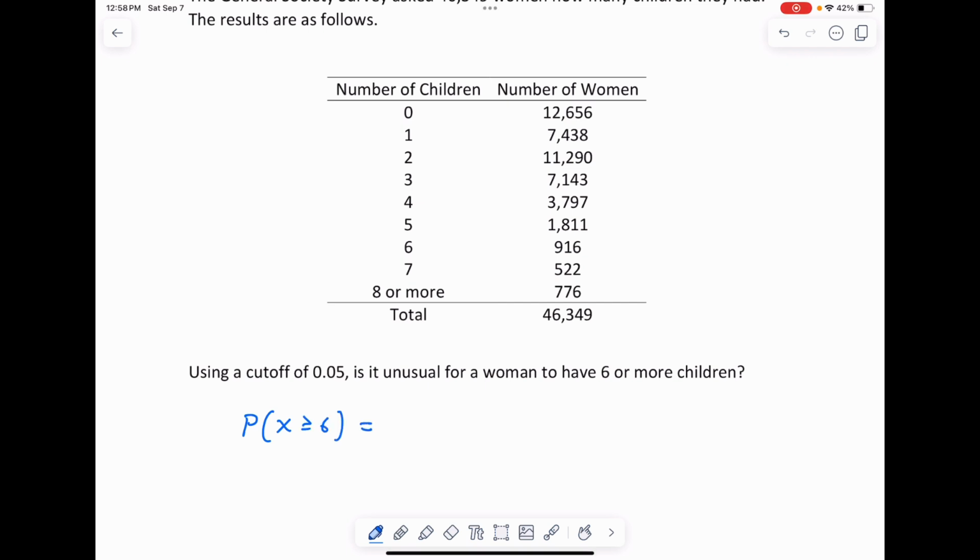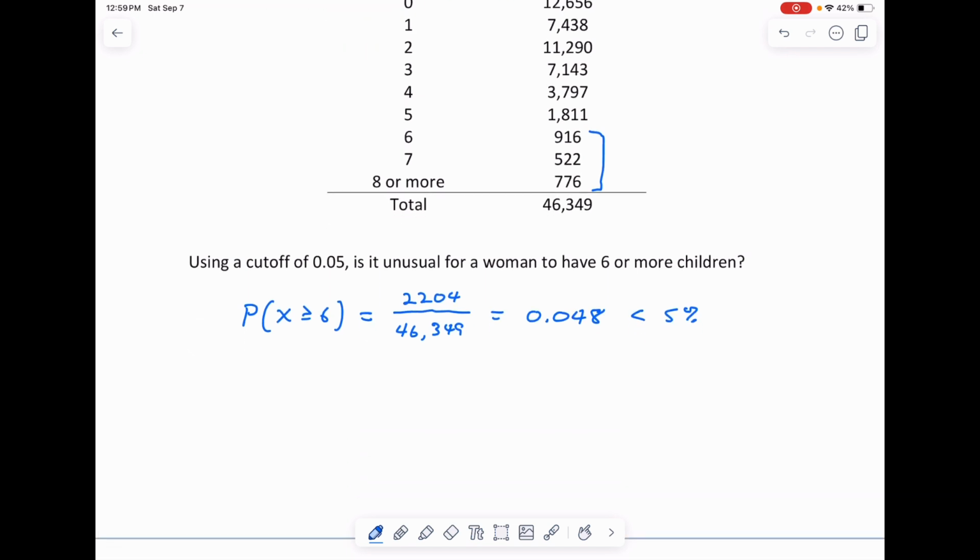So in this case, we're looking at really these last 3 rows, and if we were to add those together, there are, in this study, 2,204 women who have 6 or more children out of the 46,349 who were sampled, and that gives us a probability of 0.048, which is less than 5%. So based on this sample, at least, we would say, yes, it is unusual. Having 6 or more children is unusual.